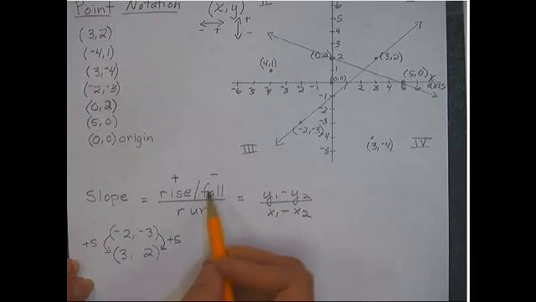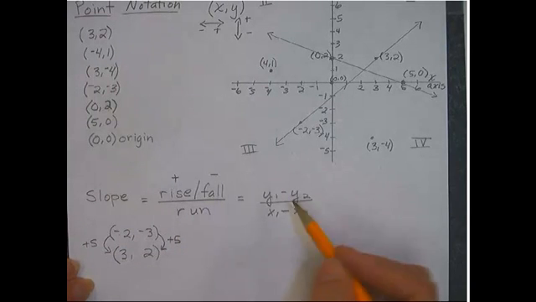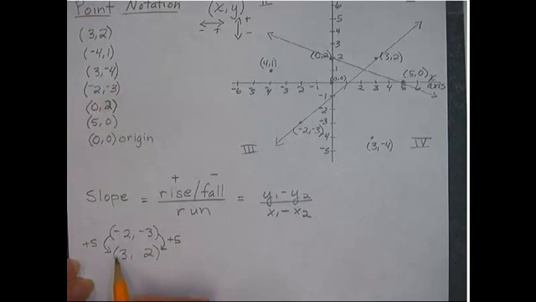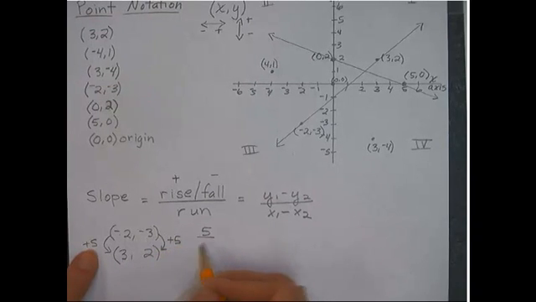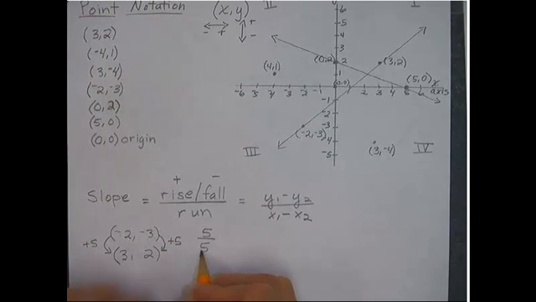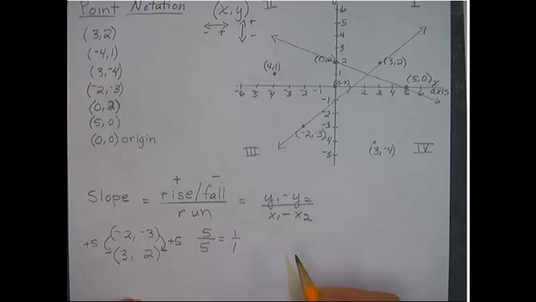Now my slope, the formula is rise or fall over run, or the change in y over the change in x. This is my change in x. This is my change in y. So I'm going to go ahead and write my change in y, which was 5, over my change in x, which is also 5. And that's going to give me a slope of 1 over 1, or I could rewrite that as 1 if I wanted to.